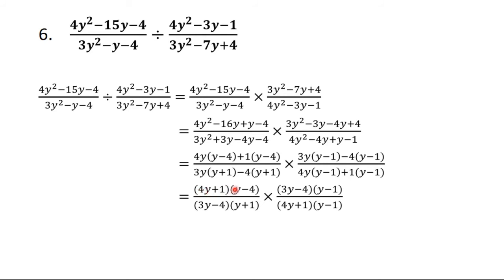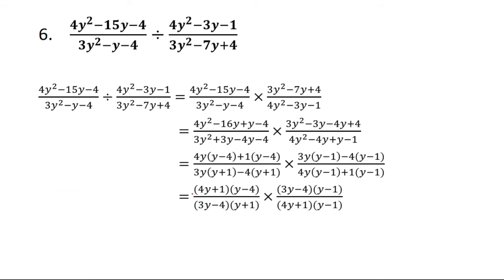plus 1 in one bracket, y minus 4 in another bracket, divided by 3y minus 4 in one bracket, y plus 1 in another bracket, times 3y minus 4 in one bracket here, y minus 1 in another bracket, 4y plus 1 in one bracket, y minus 1 in another bracket. Now since these are all factorized out, we look for common factors to cancel.